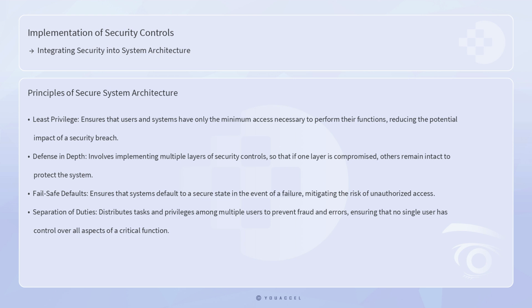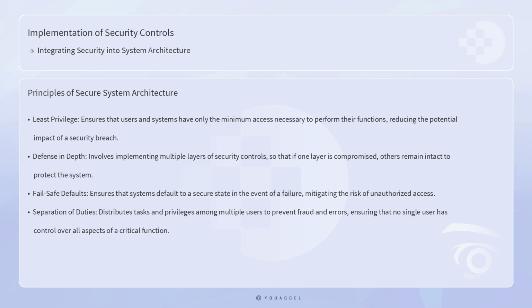These principles include least privilege, defense in depth, fail-safe defaults, and separation of duties. Least privilege ensures that users and systems have only the minimum access necessary to perform their functions, reducing the potential impact of a security breach.